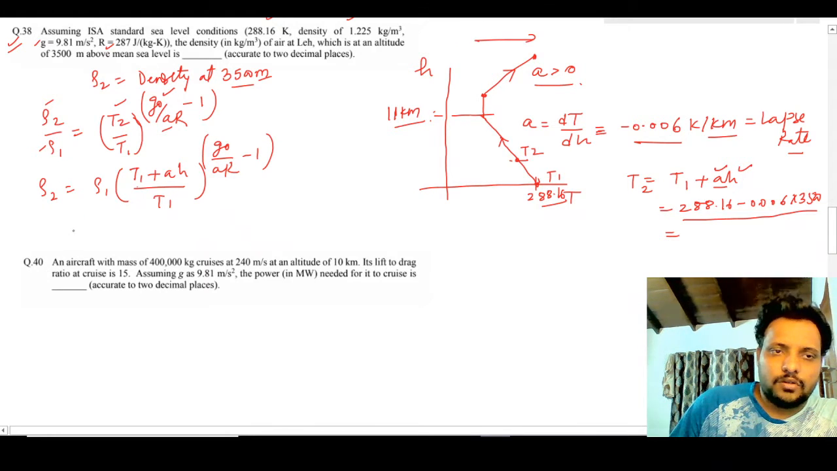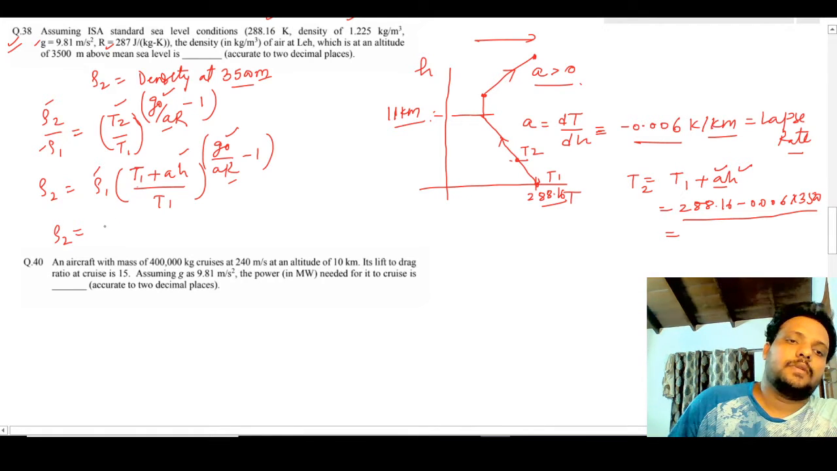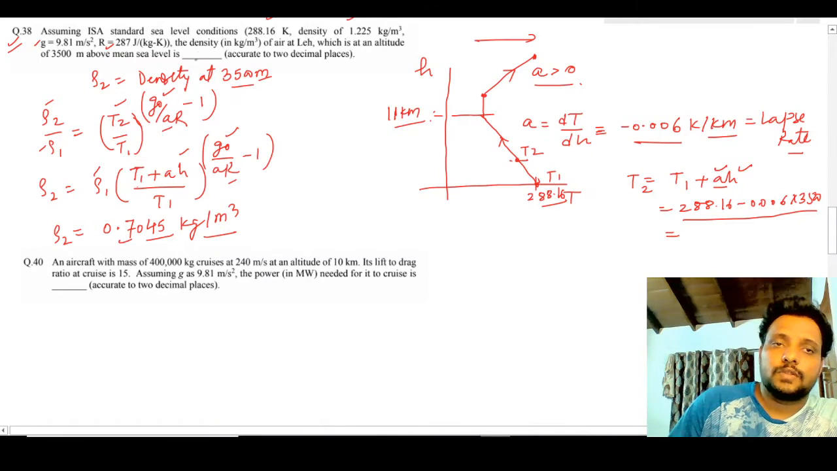Now we have all the values with us, and we solve for rho 2 by putting them in, where rho 1 is 1.225, T1 is 288.16, a is minus 0.006, H is 3500 meters, g naught is 9.81, and R is 287. After putting all the values here, the value of density at 3500 meters is around this much. So this is the answer for this question.